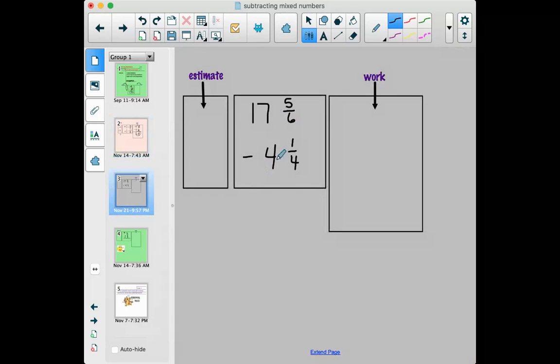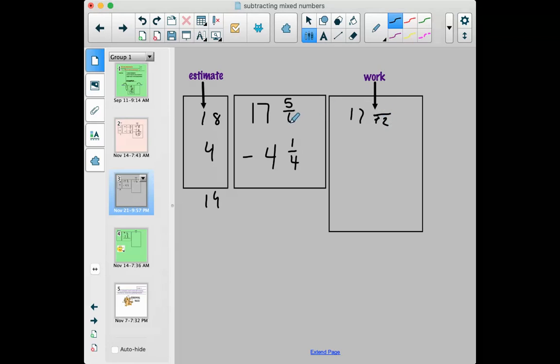Okay, let's look at another one. 17 and 5/6. 5 is most of 6. So this is more than half, so that's close to 18. 1/4 is less than half, so that's close to 4. 18 minus 4 is 14. So I should get something close to 14. Okay, if I think about my denominators, I have a 6 and a 4. Okay, 4 doesn't go into 6. 4 does go into 12. So I'm going to write this as something over 12.